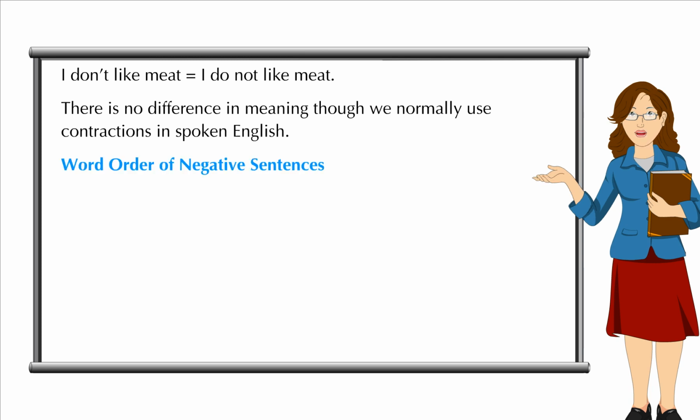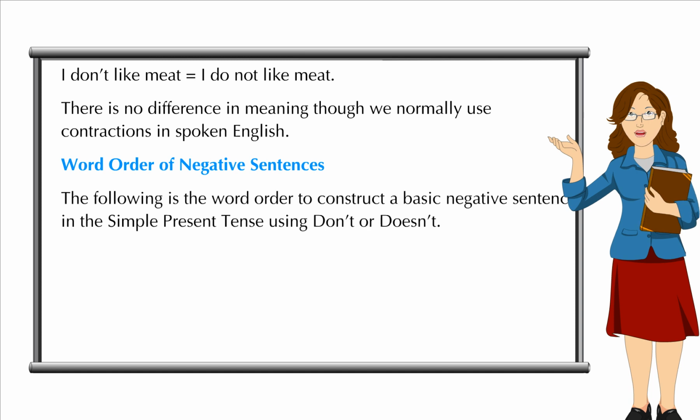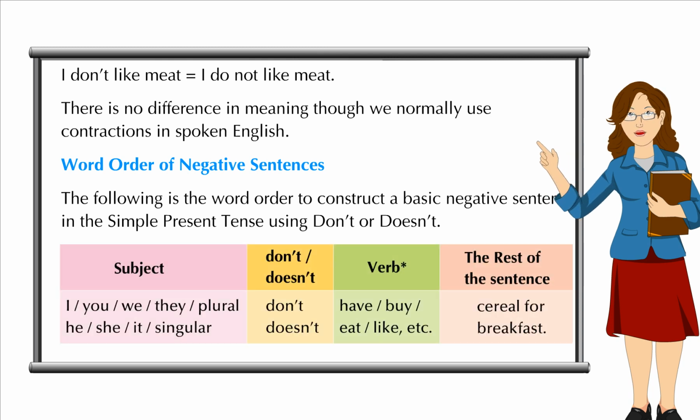Word order of negative sentences. The following is the word order to construct a basic negative sentence in the simple present tense using don't or doesn't. Subject, don't or doesn't, verb, the rest of the sentence. I, you, we, they, plural. He, she, it, singular. Don't, doesn't. Have, buy, eat, like, etc.